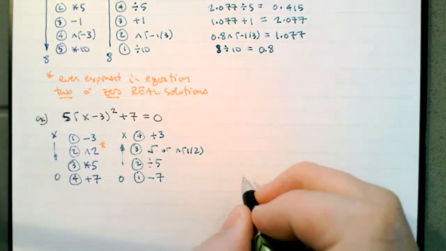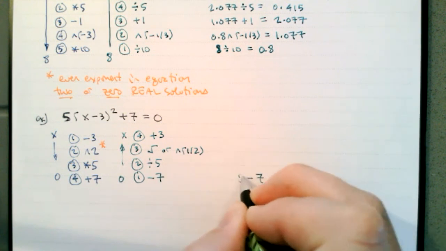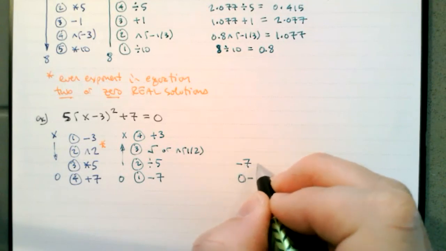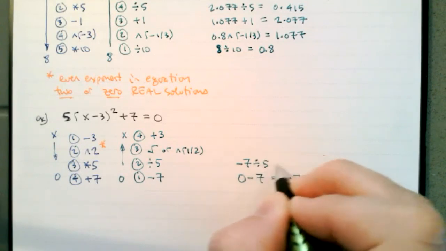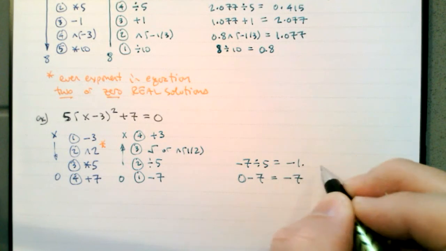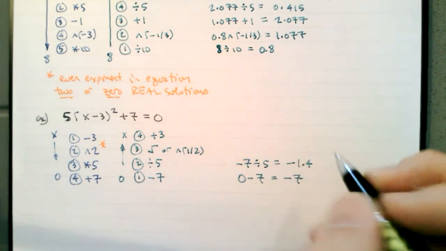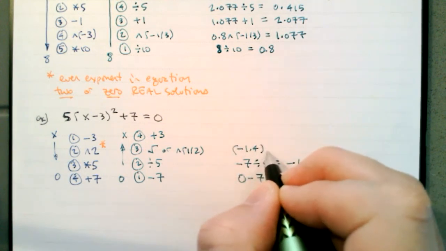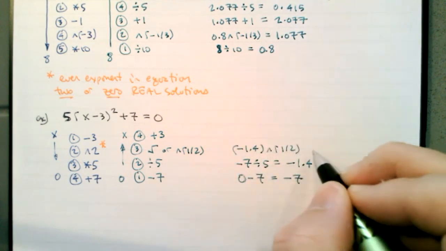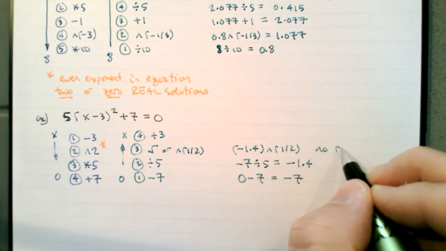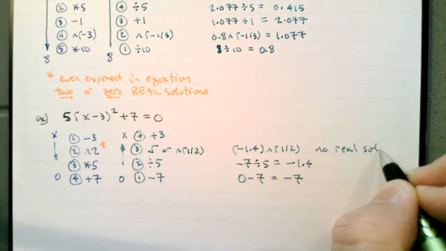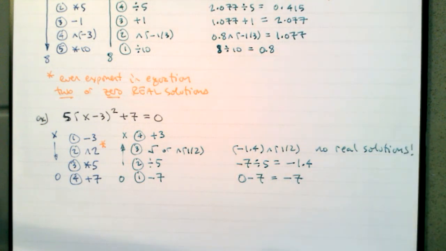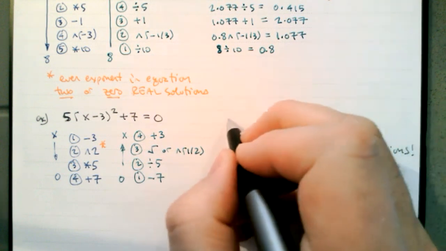We grab our calculator. And starting with 0, we subtract 7, coming up with -7. Then we take the -7 and divide it by 5 to get -1.4. And now we have -1.4 raised to the 1/2 power. And this is where we have no real solutions. So that's where we can stop, and we just write no real solutions.